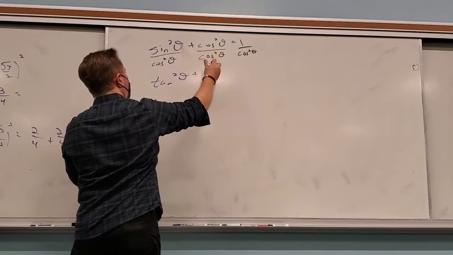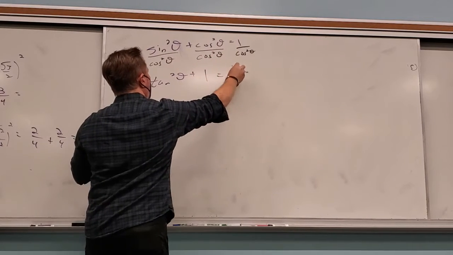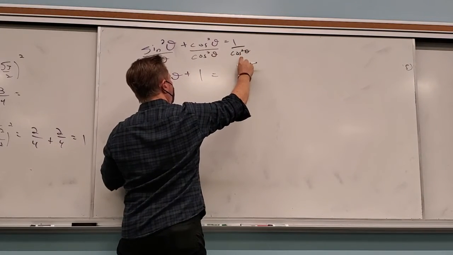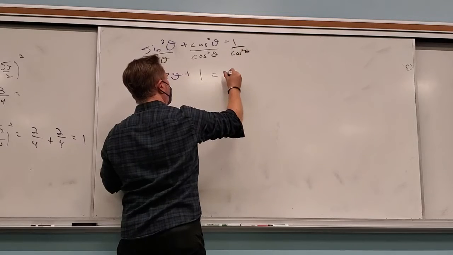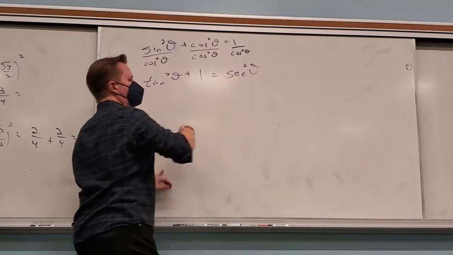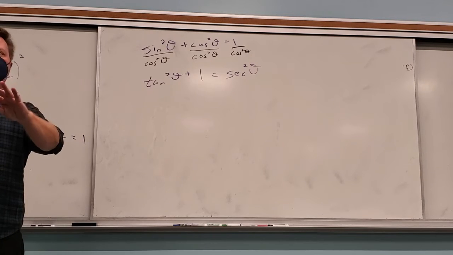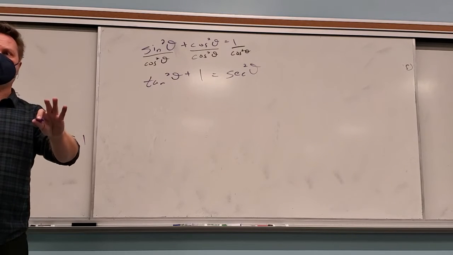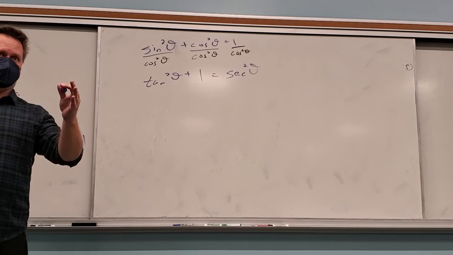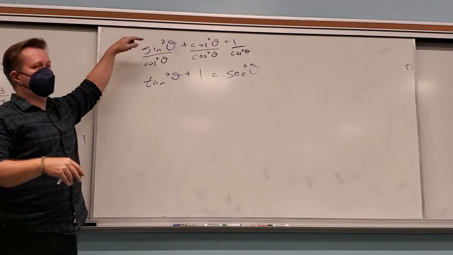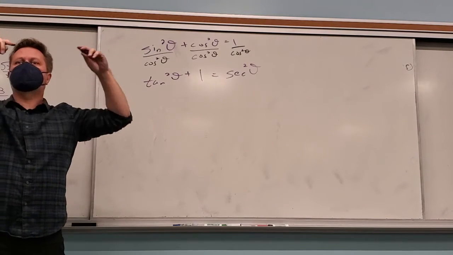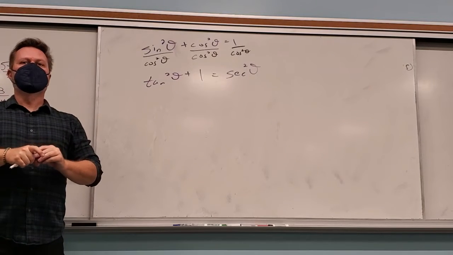What's cosine squared divided by cosine squared? 1. And what's 1 over cosine? Secant, so 1 over cosine squared is secant squared. There's the second level identity. These are, not surprisingly, called the Pythagorean identities. Didn't we build this first one on the Pythagorean theorem? So these are called the Pythagorean identities.